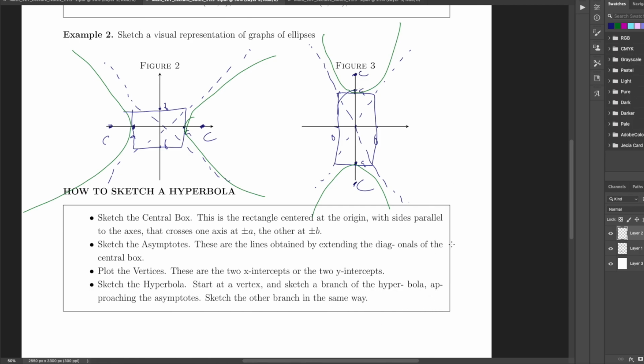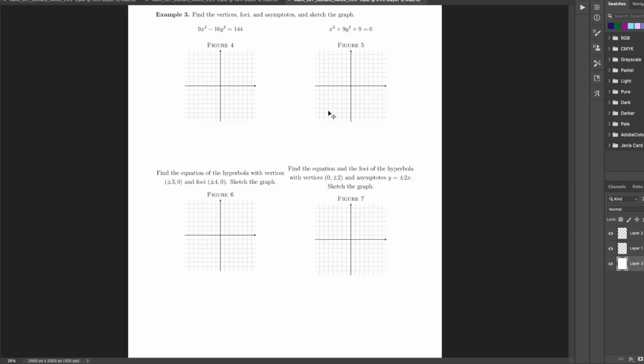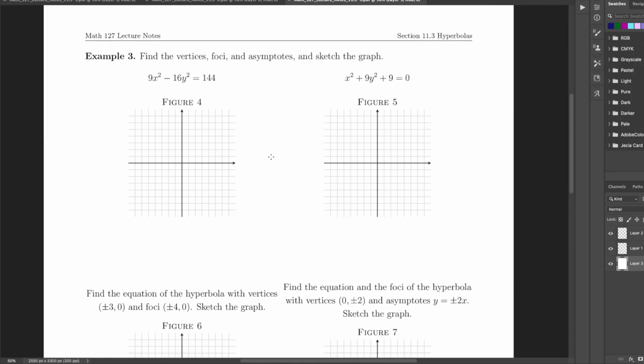Okay. So let's do some practice problems. Here we want to find the vertices, foci, asymptotes, and sketch the graphs. And so let's start with this one. So here, first thing we need to do is divide by 144. So when we divide by 144 to both sides, what we'll get is the following. We'll get x squared over 16 minus y squared over 9 equal to 1.